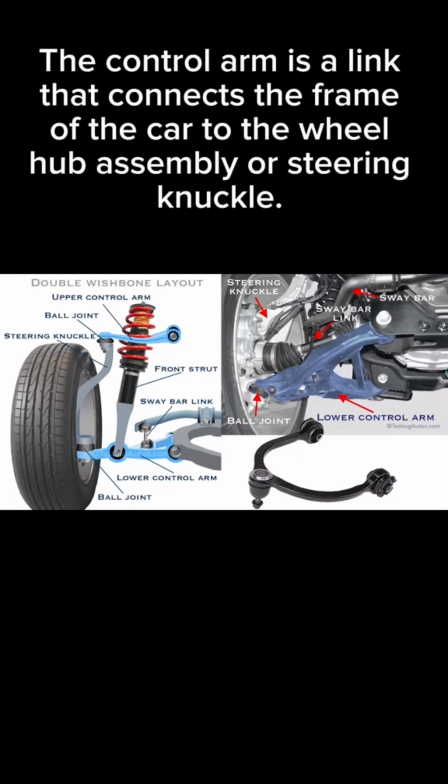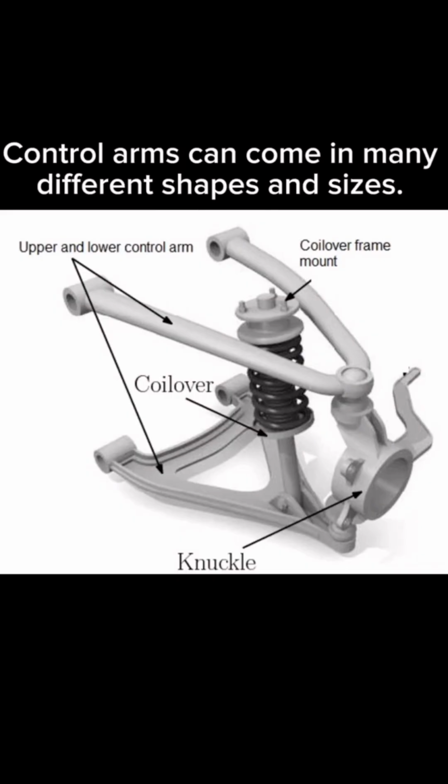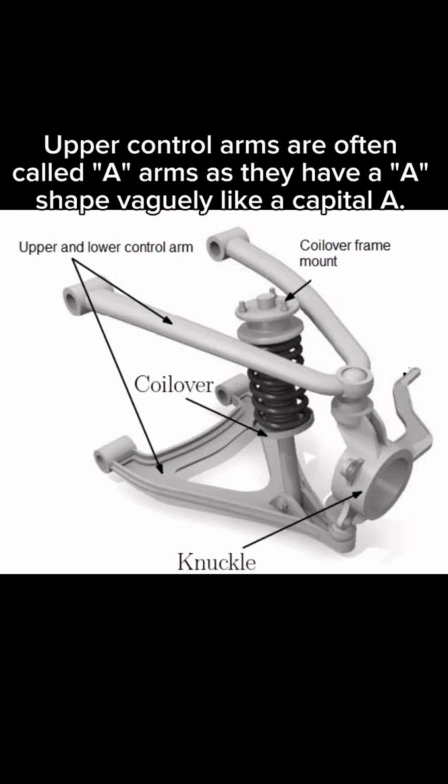The control arm is a link that connects the frame of the car to the wheel hub assembly or steering knuckle. Control arms can come in many different shapes and sizes. Upper control arms are often called A-arms as they have a shape vaguely like a capital A.